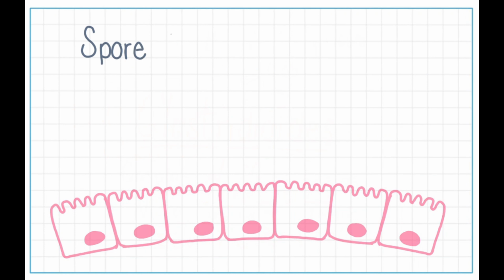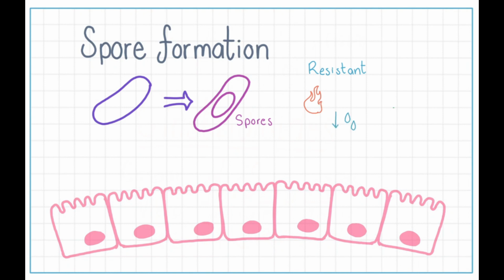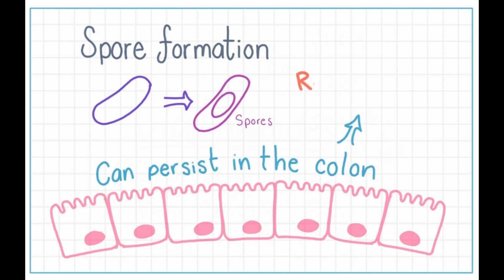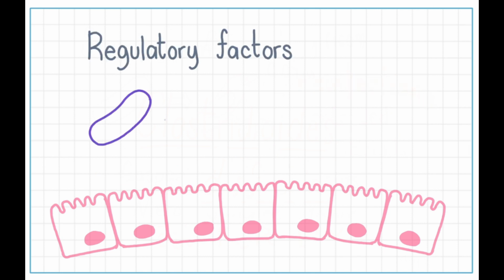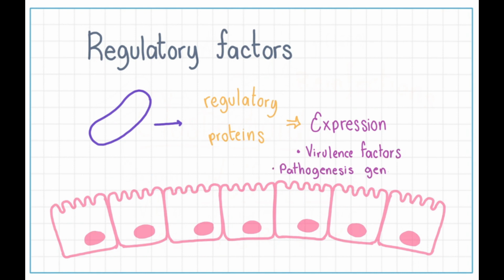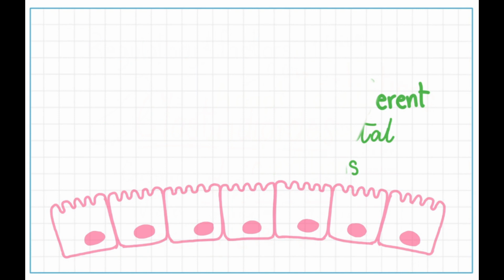Spore formation. Clostridioides difficile has the ability to form spores as a survival mechanism, resistant to environmental stressors such as heat, desiccation, and disinfectants. These spores persist in the environment for extended periods, awaiting favorable conditions to germinate into active bacterial cells and grow. They can persist in the colon and cause reinfections. Regulatory factors. Clostridioides difficile produces regulatory proteins that control the expression of virulence factors and other pathogenesis genes, which helps it adapt to different environmental conditions.